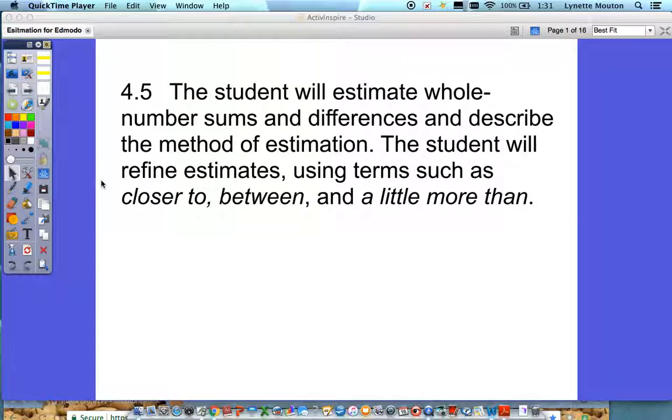But remember, our basic strategy that we're always going to use, unless it says to use front-end estimation or compatible numbers, would be to round, round, solve, meaning that you have to round the numbers first and then solve. It also gives you easier numbers to work with so that you don't have to do as much work to find the answer. So remember, we're sticking to round, round, solve.